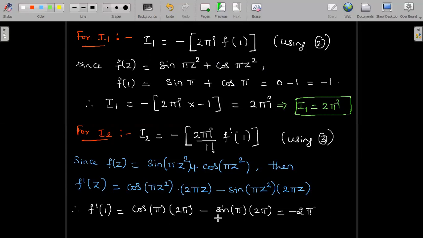Correct? Sin pi is 0 and cos pi value is minus 1. So that is why we get minus 2 pi here. Let me substitute that here in I2 and get the answer for I2. So I2 will be minus 2 pi i into f dash of 1. So minus 2 pi i.